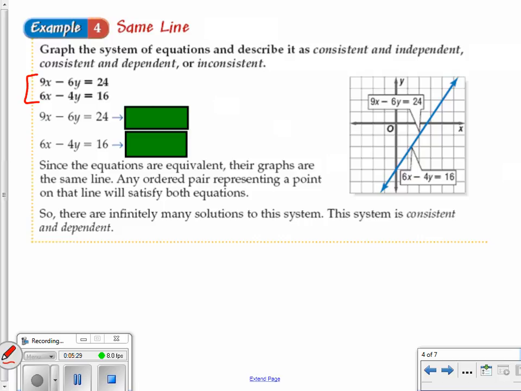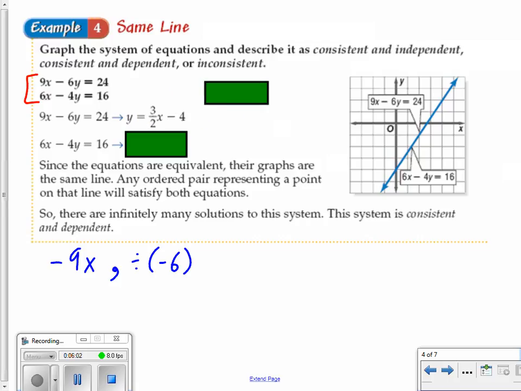And our job, again, if we want to graph them, we want to get it into a y equals mx plus b form. So in our first equation, the 9x minus 6y equals 24, if we're working towards getting y alone, the steps we'd need to do are subtract 9x from both sides. Then we'd have that negative 6y left, so we'd have to divide by negative 6 on both sides. When we do all those steps to our top equation, it's going to become y equals 2/3 x minus 4. So that would be our slope-intercept form. That one will be a lot easier to graph than 9x minus 6y equals 24.